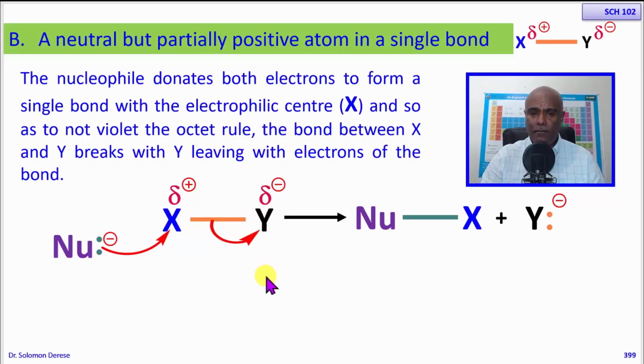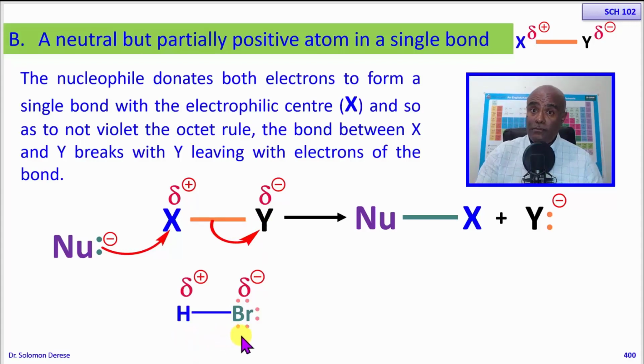Let me give you an example. So this is a bond between hydrogen and bromine. This is a polarized bond because bromine is more electronegative than hydrogen. So on bromine we have an excess of electrons. On the hydrogen we have a deficiency of electrons. The hydrogen is partially positive. The bromine is partially negative. In a reaction with a nucleophile, this HBr is going to behave as an electrophile.